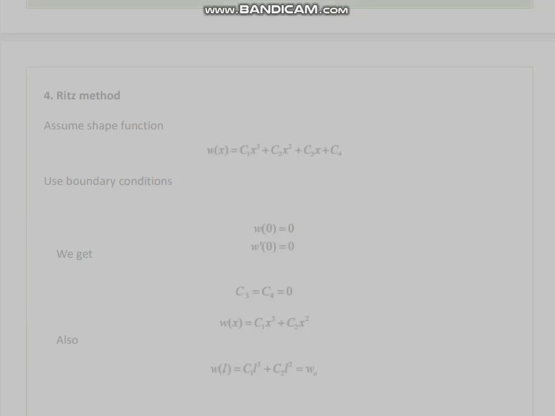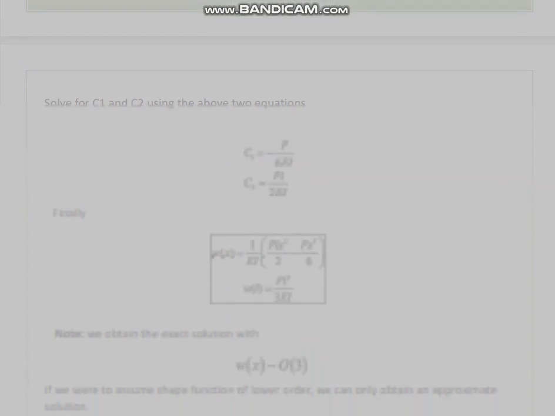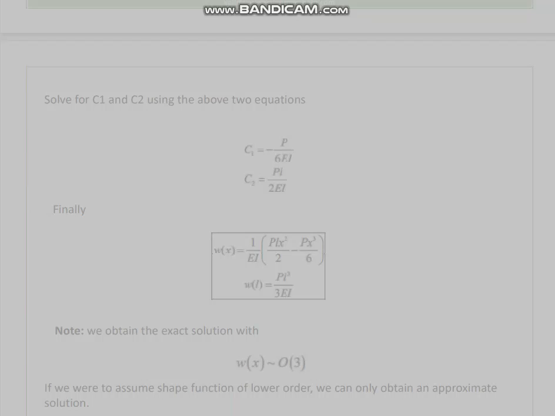4. Ritz method. Assume a shape function. Find the total potential energy. Minimize. Solve for C1 and C2 using the above 2 equations. Finally, note that we obtain the exact solution here. If we were to assume a shape function of lower order, we could only obtain an approximate solution.